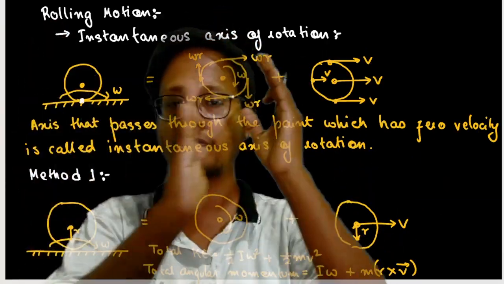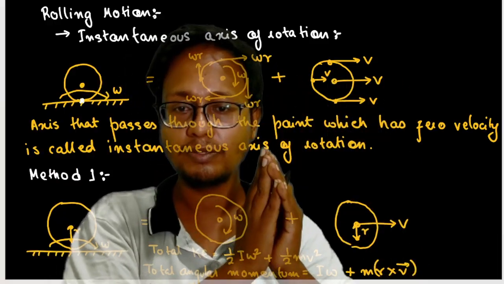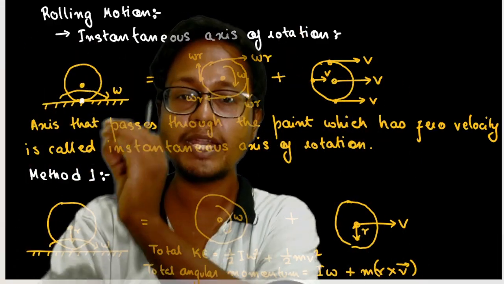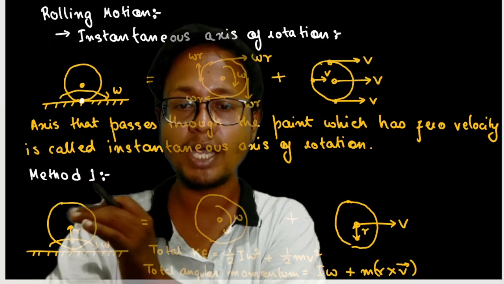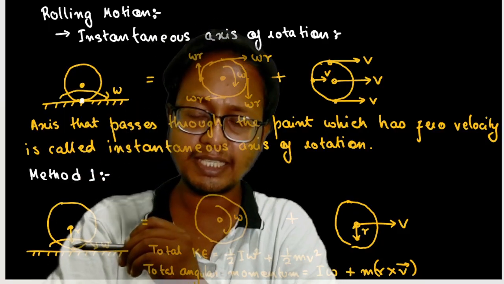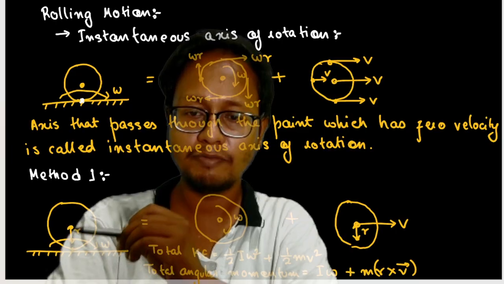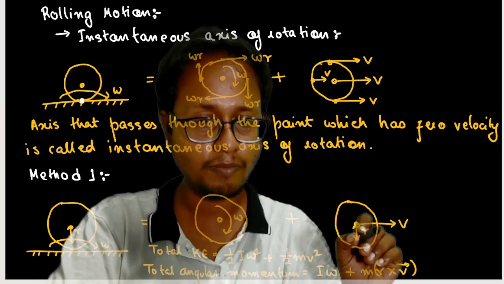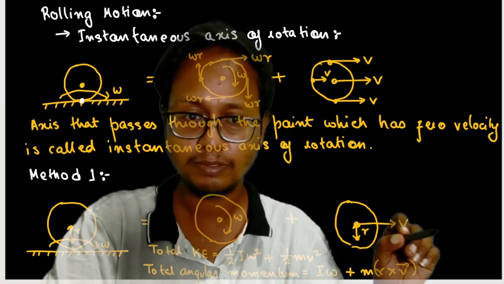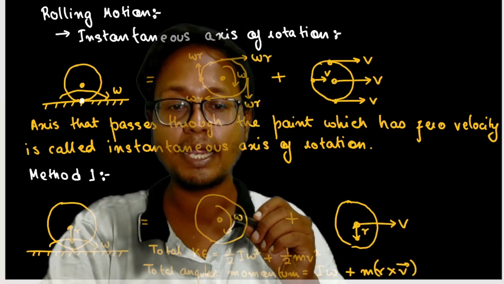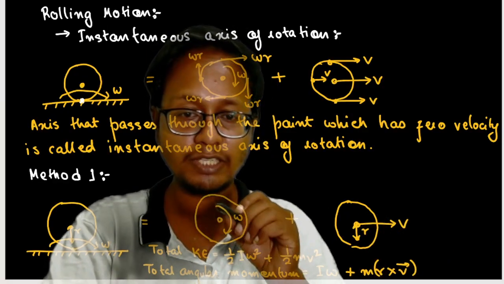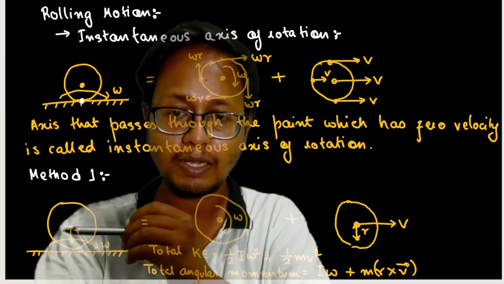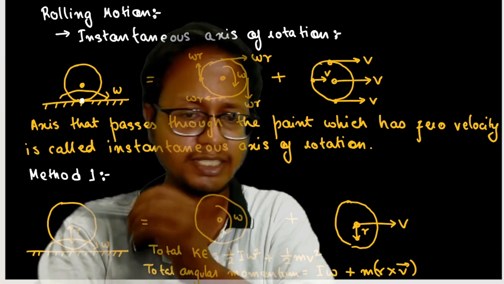Rolling motion is a combination of rotational motion and linear motion. The instantaneous axis of rotation is a point that has 0 velocity. We can analyze rolling motion by two methods. One is by the instantaneous axis of rotation, or v equals omega r, where v is the linear velocity of the center of mass of the wheel, and omega is the angular velocity as observed by someone sitting at the center. R is the distance between the instantaneous axis of rotation and the center.